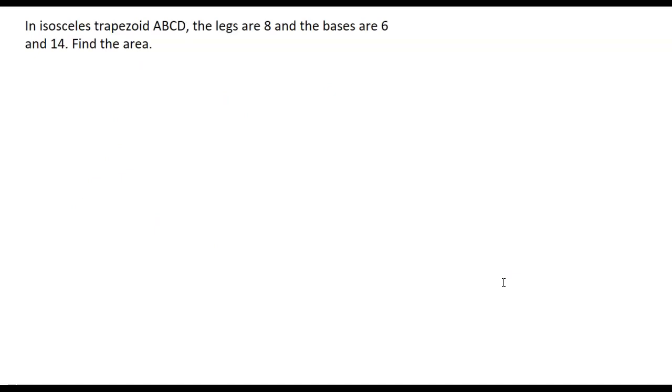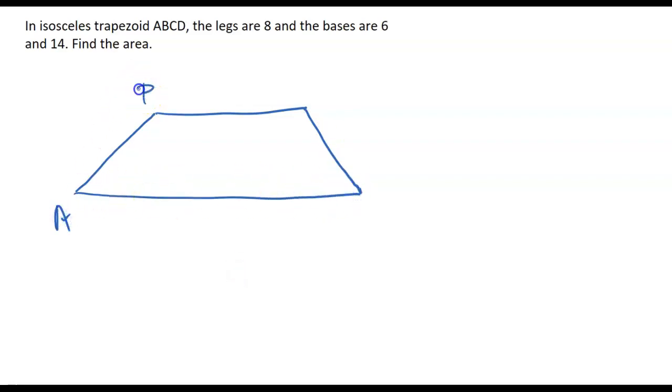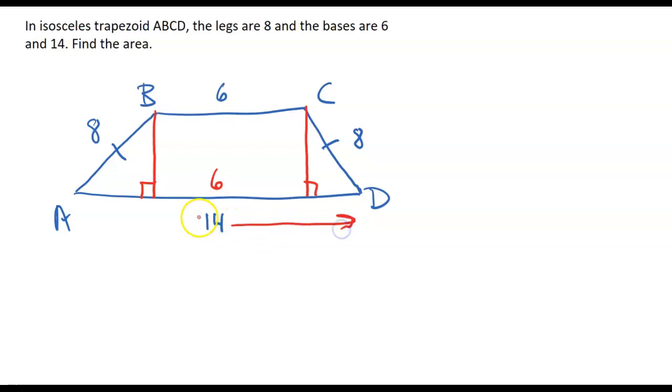In this example, we have an isosceles trapezoid ABCD. So let's draw that. A, B, C, D. It's isosceles, so the legs are congruent, and they're both 8. And the bases are 6 and 14. Find the area. Well, once again, we're missing our height. So let's drop it down. And I'm going to drop another one down right here, because watch what happens. This is 6, and since this whole thing is 14, that means that I have 8 left over. So that means that's going to be 4 and 4.